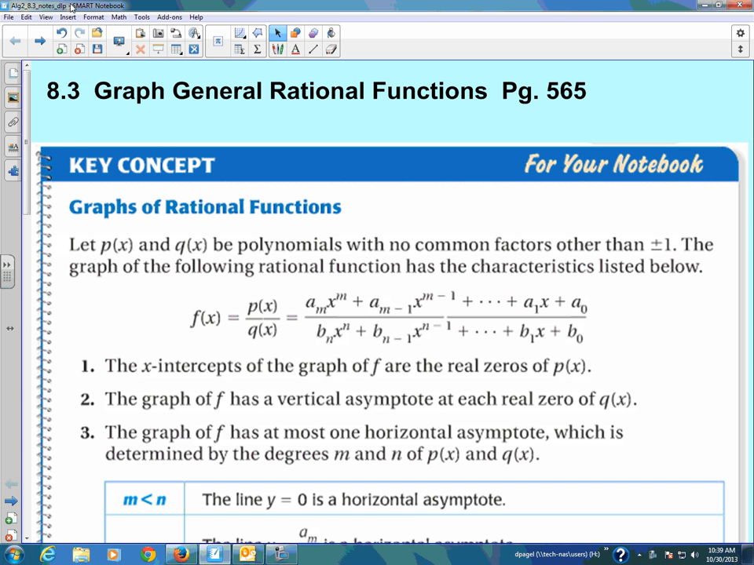Section 8.3, graphing general rational functions. Kind of tagging on to what we were starting with yesterday when we introduced a simple rational function, one that had some vertical changes occurring and horizontal translation occurring with our asymptotes. So now we're going to expand upon that.